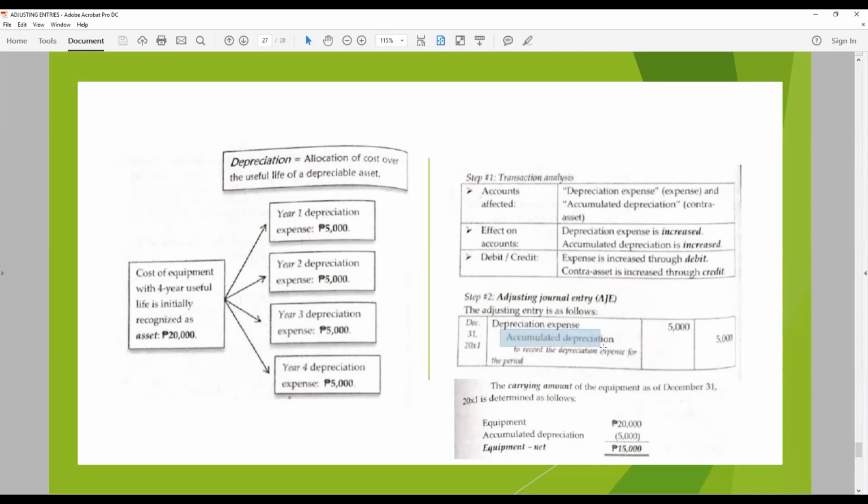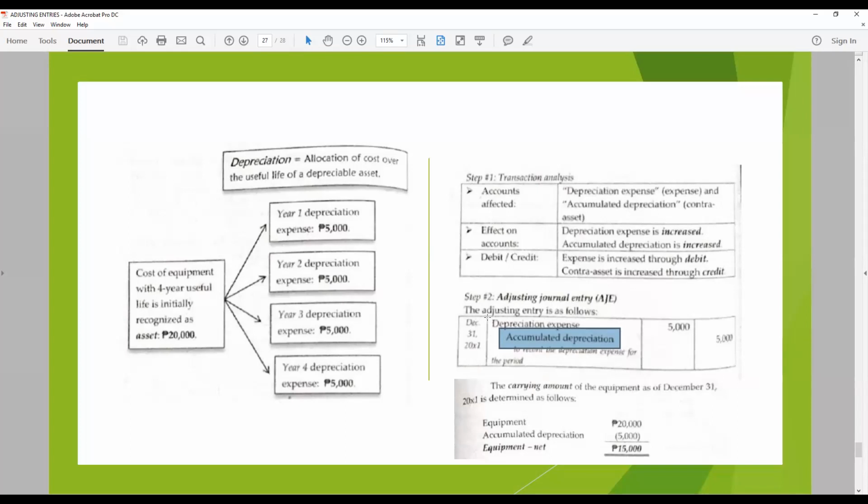So accumulated depreciation is a contra asset account of your PPE account. So kapag meron kayong PPE sa books nyo, nandun yung cost, initial cost ng PPE, meron siyang contra account which is accumulated depreciation. So sa financial statements nyo, meron kayong cost ng equipment, 20,000, and whatever charge for depreciation for that equipment is reflected in the accumulated depreciation account.